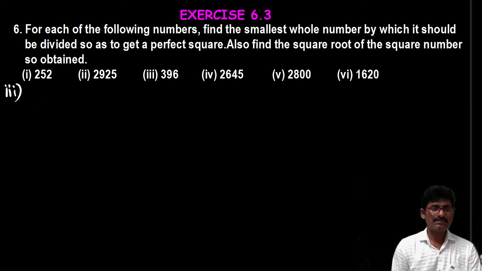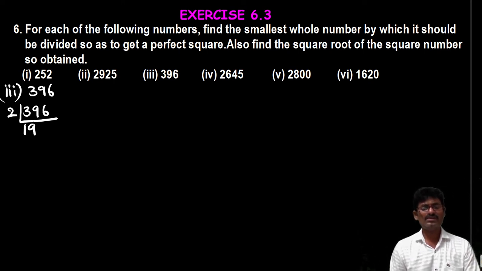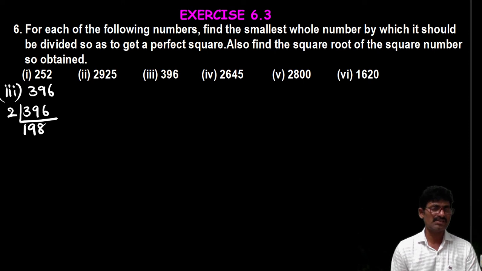Next, third problem, that is 396. Let us divide 396 into factors. So 396, it is divisible by 2. So 2 times 1 is 2. 3 minus 2 means 1. Beside 9 we have 19. 3 times 9 is 18. If you subtract 18 from 19, 1 will be there. Beside that 6 we have. So 16. 2 times 8 is 16.